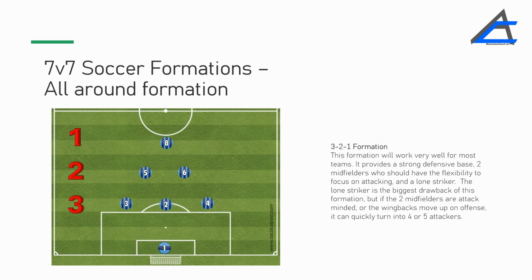On paper, on defense, it would look like a 3-2-1, but on offense, when those wingers get forward, it would flip and become a 1-2-3. This formation is also very easy to teach, as it forms a lot of triangles, and teaching triangles early on will help at all levels of play.